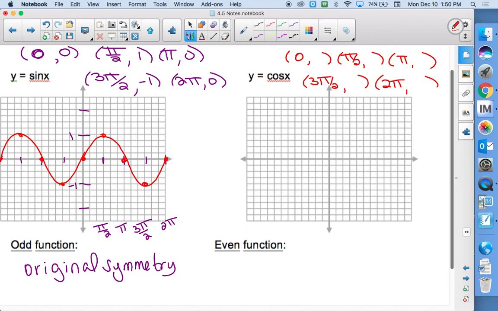Libby, do you know what the cosine of 0 is? 1. Good. How about pi over 2? 0. Pi, -1. 3 pi over 2, 0. And then 2 pi, 1. They rotate: 1, 0, -1, 0, 1. And then they're going to keep doing that. Just a repetition. They just keep going on and on.